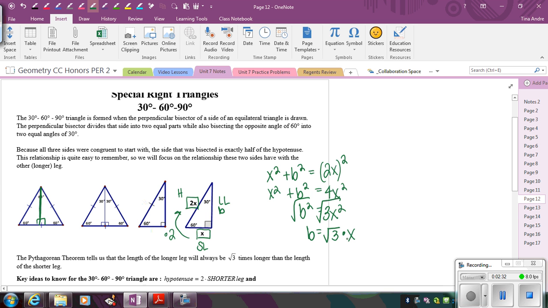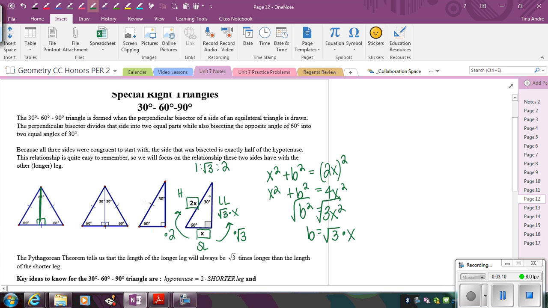So that means the relationship here, instead of b, I'm going to write the square root of 3 times x. So the relationship between the shorter side to get to the longer leg is going to be to multiply by root 3. So the easiest way to actually remember the relationship here is, one, you could go through this whole process that we just talked about, but two is to think about, if you remember the ratio, so the ratio here between the sides is a 1 to radical 3 to 2 ratio.